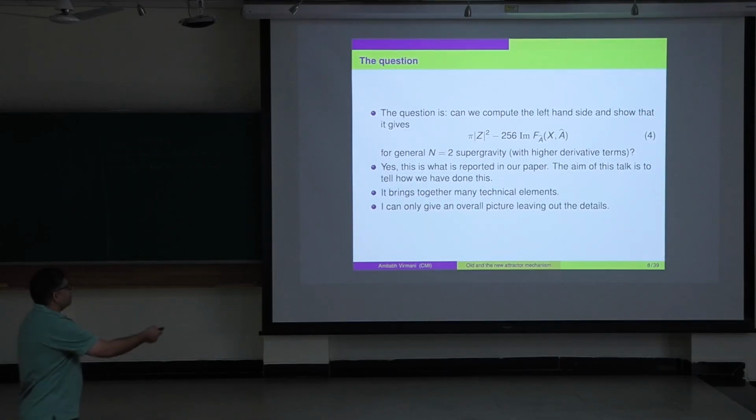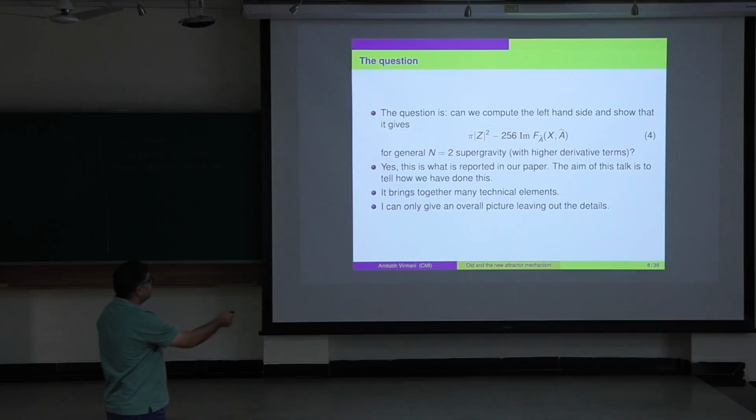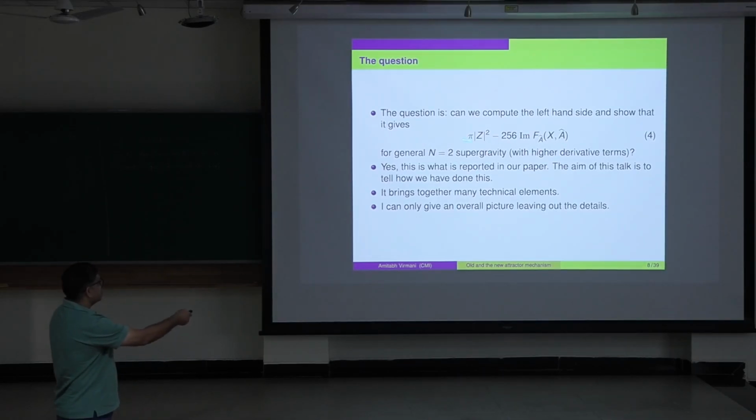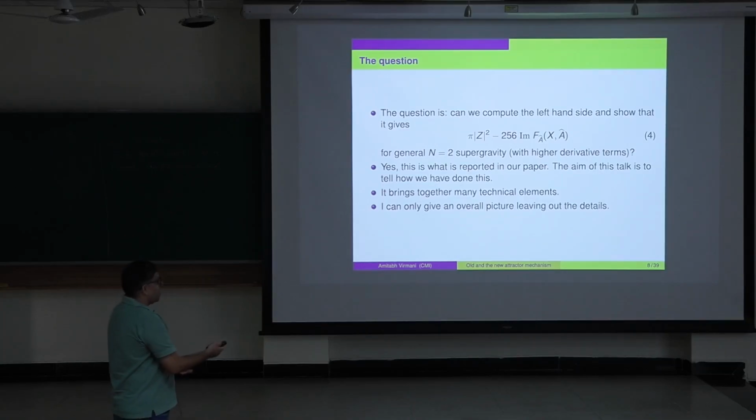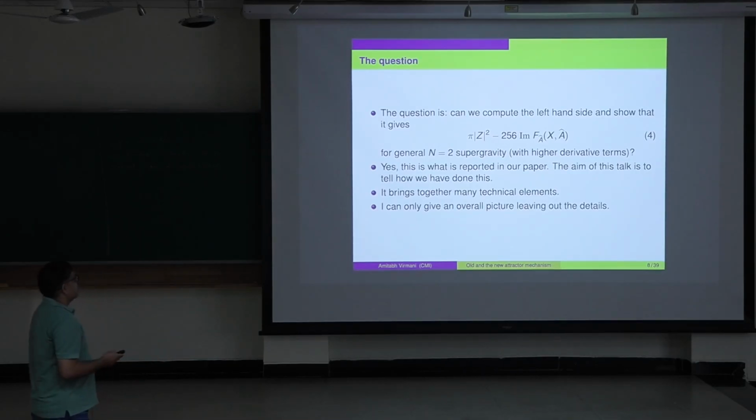Okay, so the question is, can we compute the left-hand side of the formula I showed and show that it is equal to this for general N equal to 2 supergravity with all these things included? And the answer is that yes, we are able to do this, and this is what is reported in our paper. The aim of this talk is to explain how this is done. It brings together many technical pieces, and I will just explain how those technical pieces are organized and how we use them. I can only give an overall picture because it's really complicated.